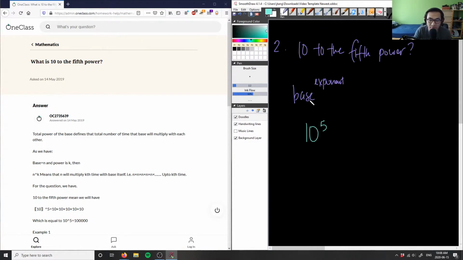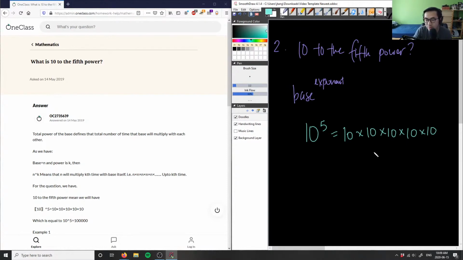Now we have to solve 10 to the power of 5. What does this mean? Well, 10 to the power of 5 can also be written as the base multiplied by itself the number of times given by the exponent. So our base is 10, and we multiply 10 by 10, five times. It's going to be 10 times 10 times 10 times 10 times 10. This is our exponent rewritten in terms of multiplication, which we learned in our exponent laws in pre-algebra.